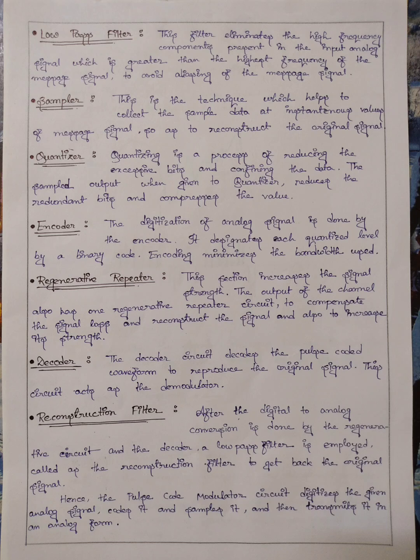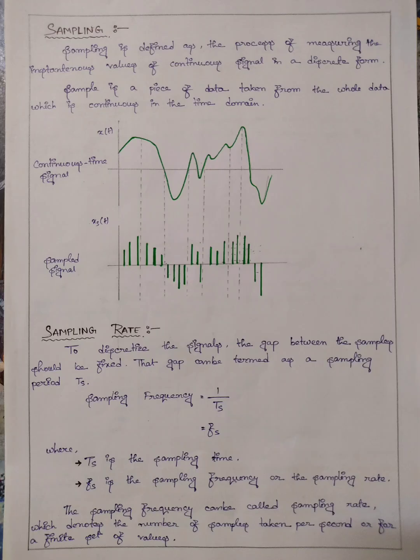Hence, the pulse code modulation circuit digitizes the given analog signal, codes it and samples it, and then transmits it in an analog form. Next topic is sampling. Sampling is defined as the process of measuring the instantaneous value of a continuous signal in a discrete form. And a sample is a piece of data taken from the whole data which is continuous in the time domain. The following diagram shows the continuous time signal and sampled signal.